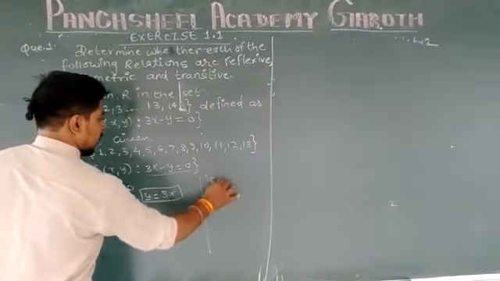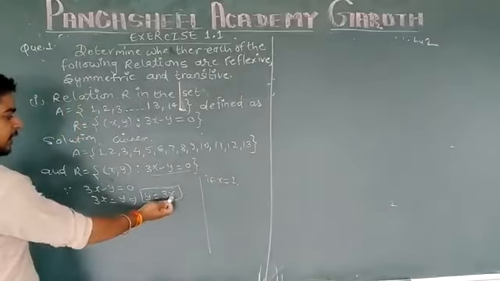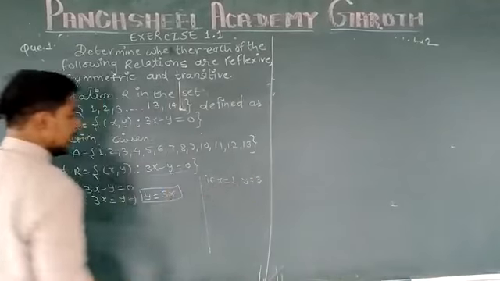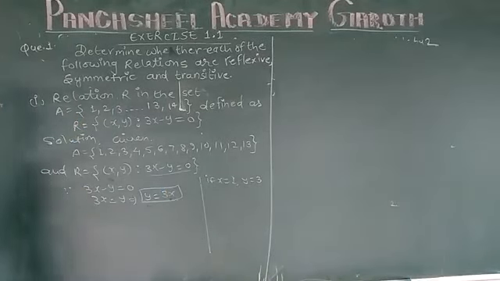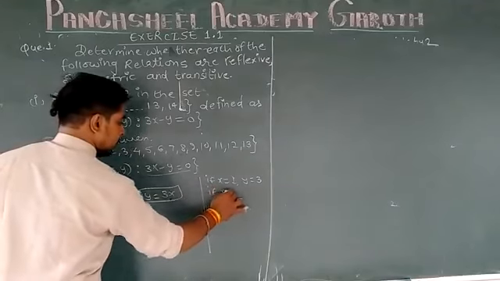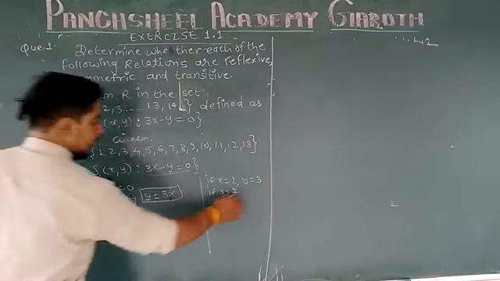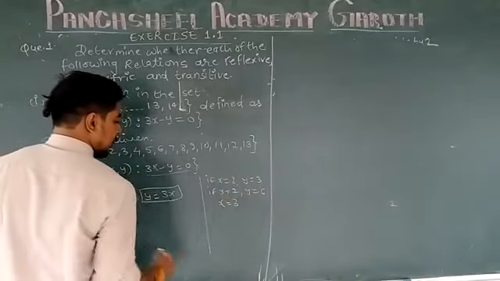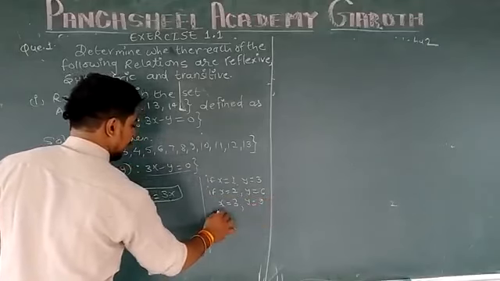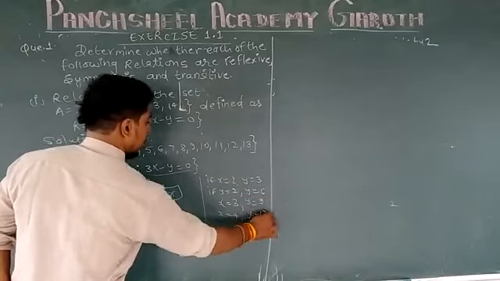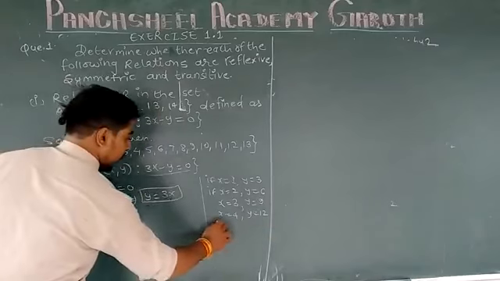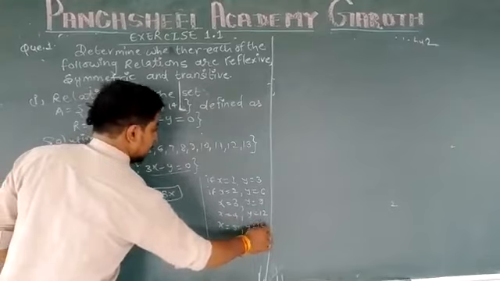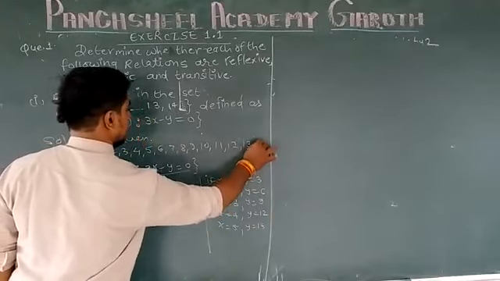Suppose x equal to 1, putting its value here, you get 3 into 1, so y is equal to 3. If we take x equal to 2 from the above side, then we get y is equal to 6. In a similar manner, x equal to 3, y equal to 9; x equal to 4, y equal to 12; and if we take x equal to 5, then y equal to 15.